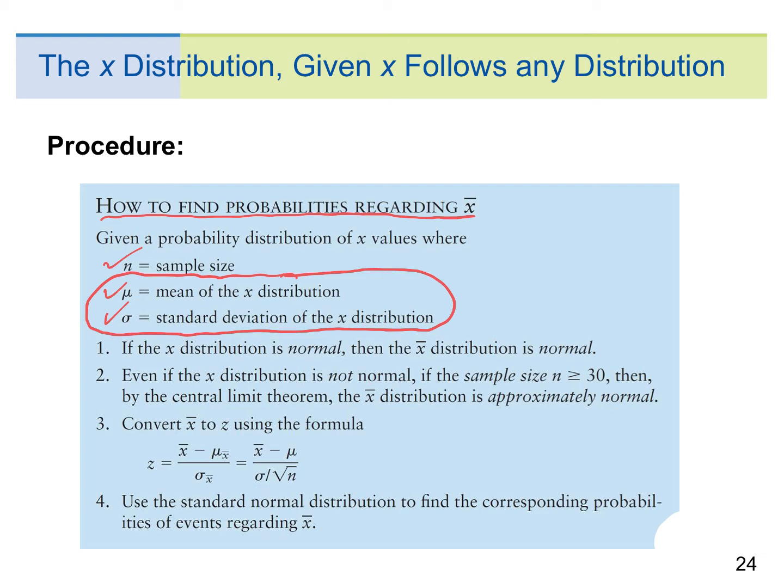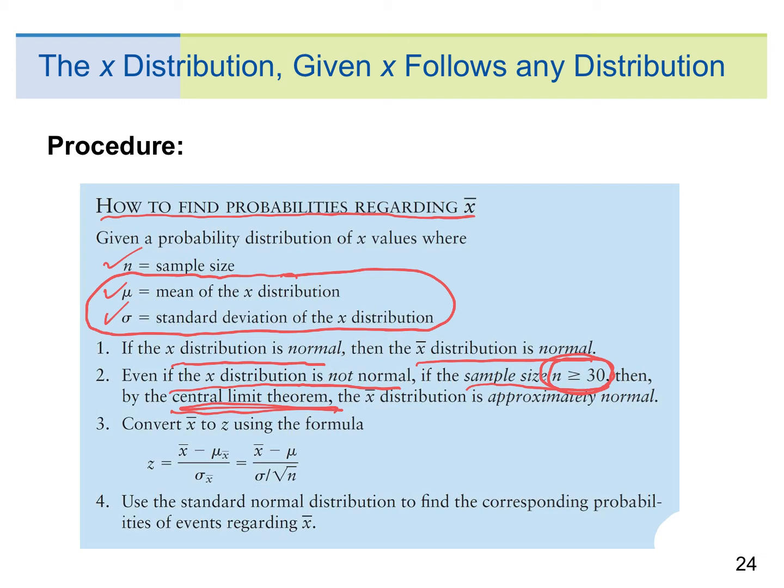Here's the difference. If our X distribution is normal, then the X bar distribution is normal as well. That's huge. So remember, today's dealing with X bar. Even if the X distribution is not normal, if the sample size is 30 or greater, then we can apply the central limit theorem. And basically, the larger that N gets, the more normal it becomes.